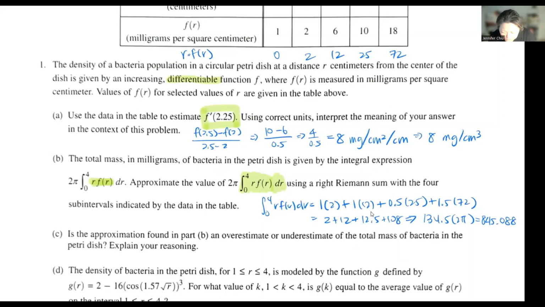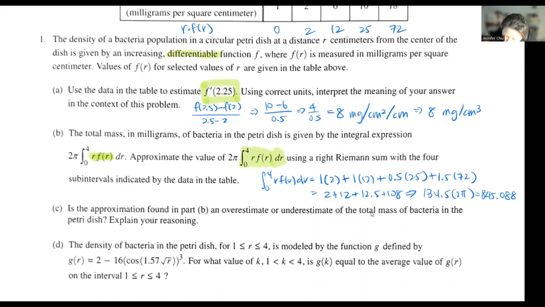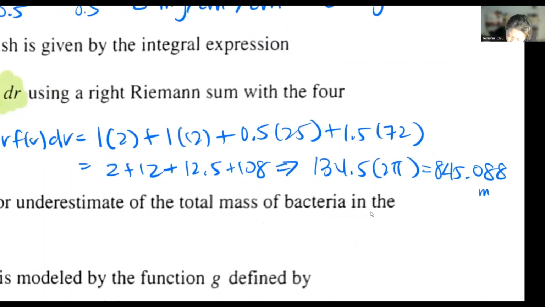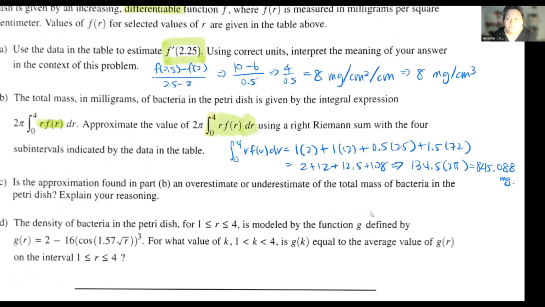And what does this give me? The total mass in milligrams. So this is your total mass in milligrams. All right, put my units there, don't forget.